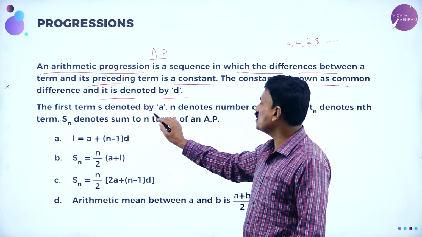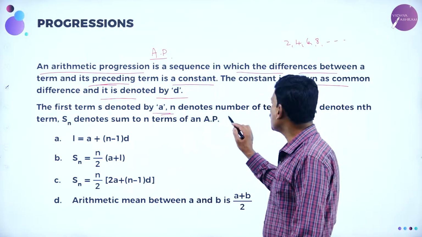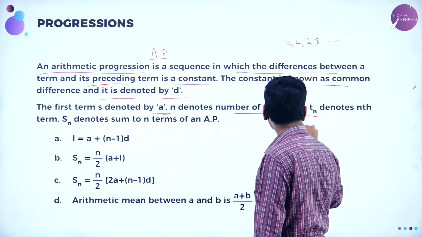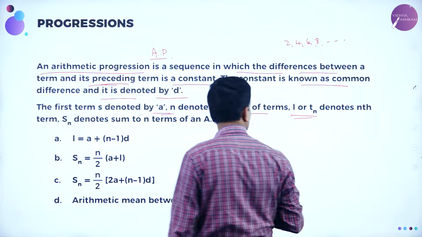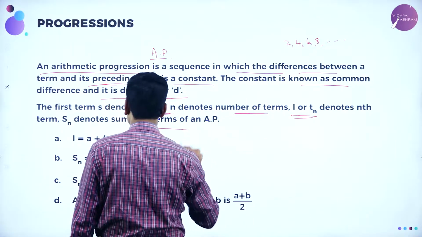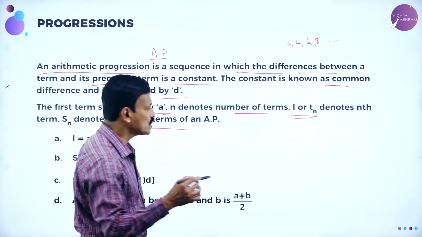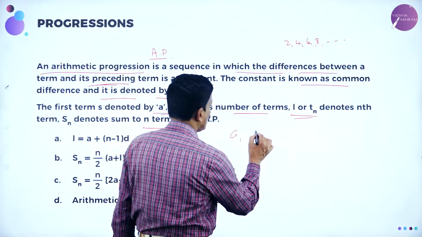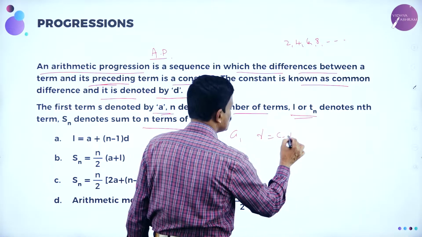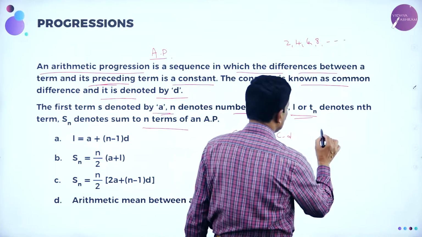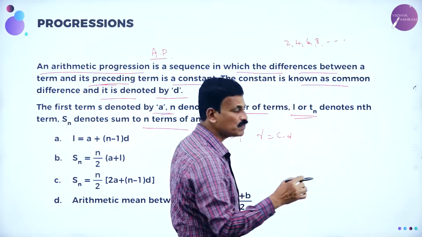The first term is denoted as a, n is the number of terms, and the nth term is denoted as l or Tn, the nth term of an arithmetical progression. Suppose a is the first term and d is the common difference. The common difference is nothing but any term minus its previous term.